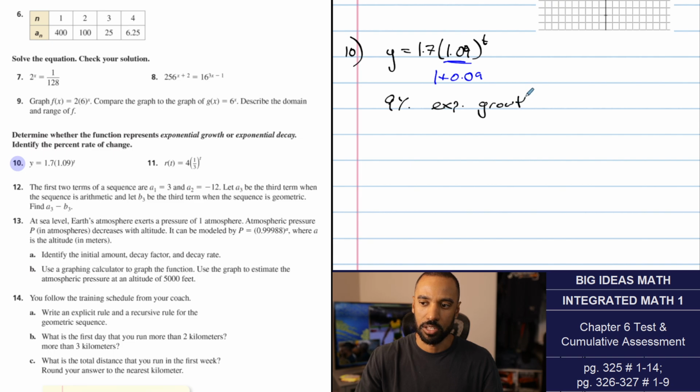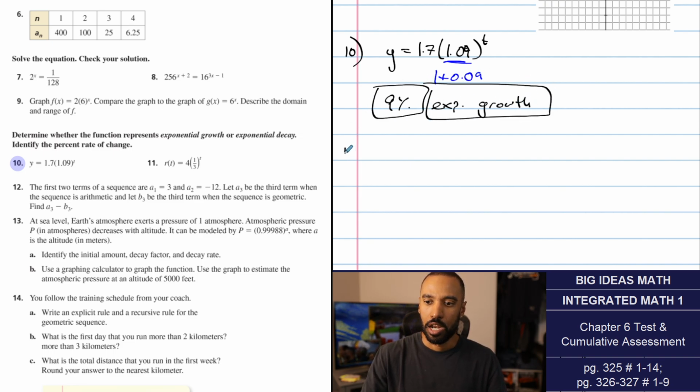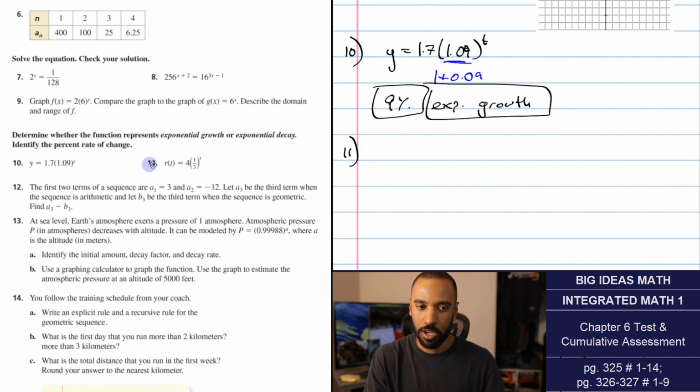It's kind of two answers in one. It is exponential growth and of 9%. Number 11 is written as a fraction for that, I don't know if you can call it the b value anymore. They call it 1 plus r or 1 minus r. 1 plus or minus r. This is a 1 minus r in this case because 1/3 is indeed less than 1.